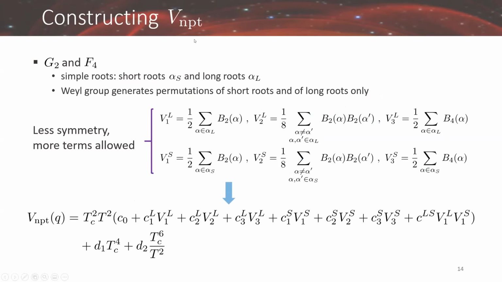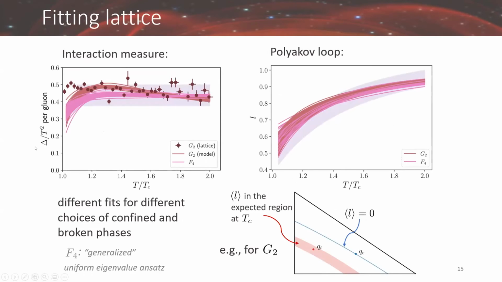A similar story happens for G2 and F4. And again, we take these motivated by string compactifications. The story is a bit different because now you have short roots and long roots in the set of simple roots. Because the Weyl group is composed of reflections, they can only permute short roots or permute long roots, so you have a little bit less symmetry. More terms are allowed, so your effective potential gets a little bit bigger, but you can still fit to either lattice data or expected lattice regions.